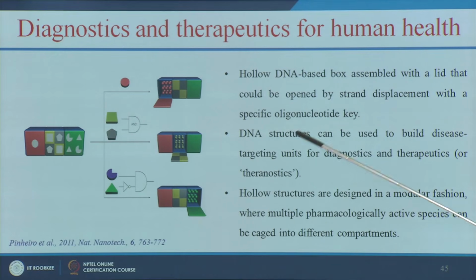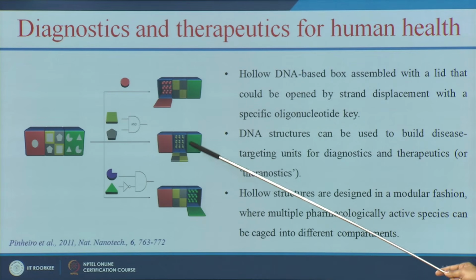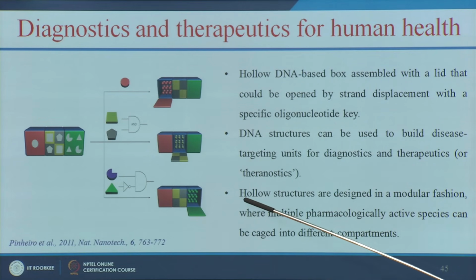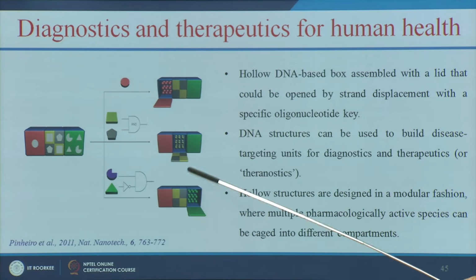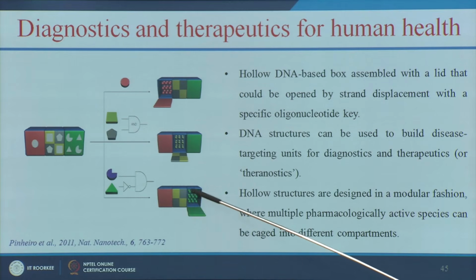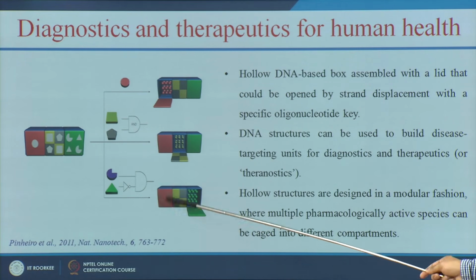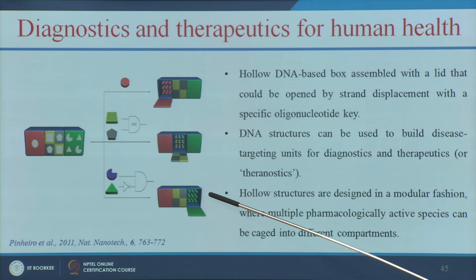That means the DNA nanostructures can be used to build disease targeting units for diagnostic as well as therapeutic purposes. The same nanoparticle which can diagnose as well as carry the therapeutic agent is called a theranostic nanoparticle, okay. And again, these hollow structures can be designed where multiple pharmacologically active species can be caged into different compartments. As I told you earlier, in case of early stage of cancer, if you want to release only this kind of drug, only this box can be opened, and for a person with advanced stage of cancer, you can have 2 different kinds of drugs, which can have a very good therapeutic effect in cancer which is resistant to the drugs, okay.